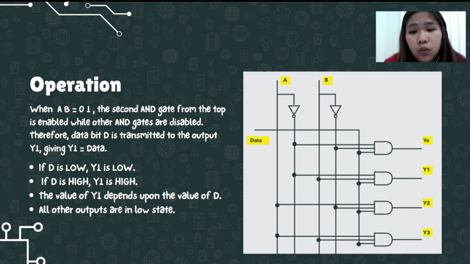If D is low, Y1 is low. If D is high, Y1 is high. The value of Y1 depends upon the value of D. All other outputs are in the low state. If the control input is changed to A, B equals 1, 0, all the gates are disabled except the third AND gate from the top. The D is transmitted only to the Y2 output, so Y2 equals D.